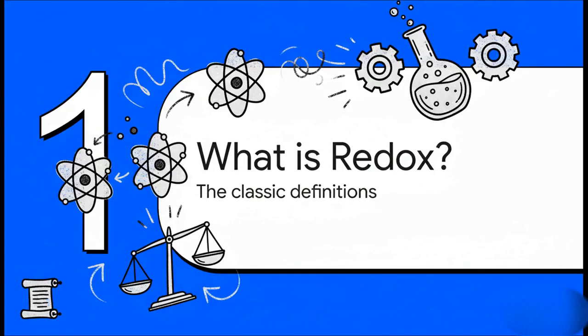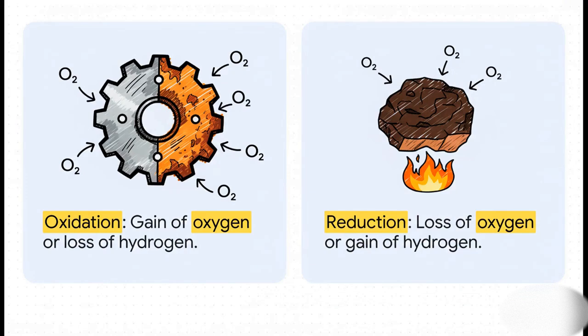What exactly is redox? We're going to start with the classic, kind of old school definitions that first got chemists on the right track. Way back when, it was all about oxygen. Super simple. Oxidation just meant a substance gained oxygen, like when iron rusts and becomes iron oxide. Reduction was just the opposite, losing oxygen. They later applied the same idea to hydrogen, just flipped around. It was a good start, for sure, but it doesn't tell the whole story.